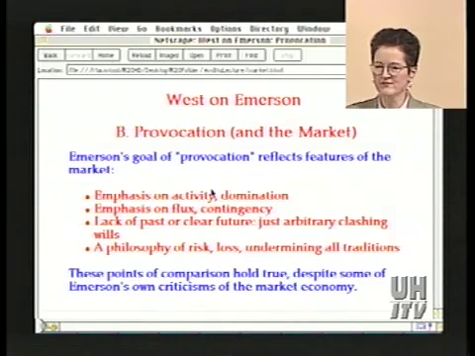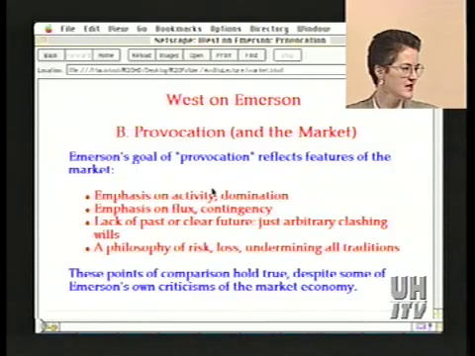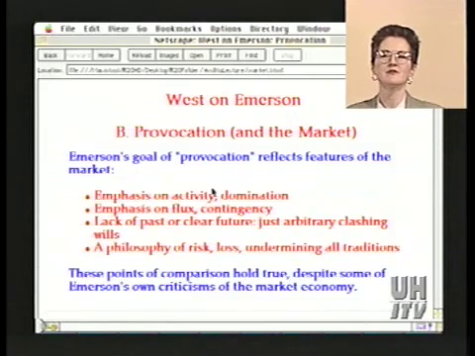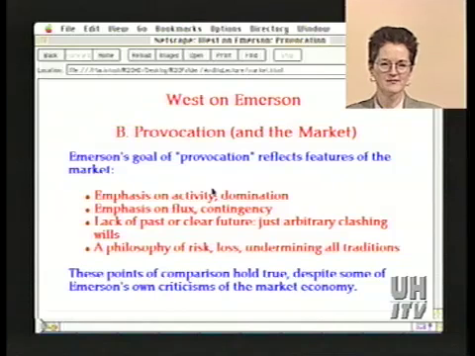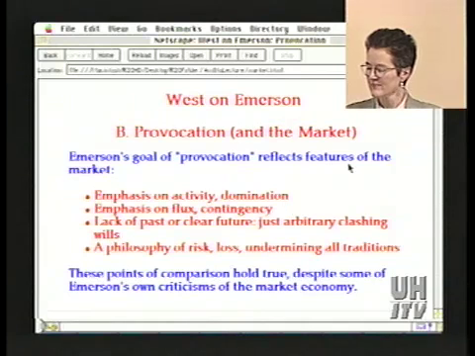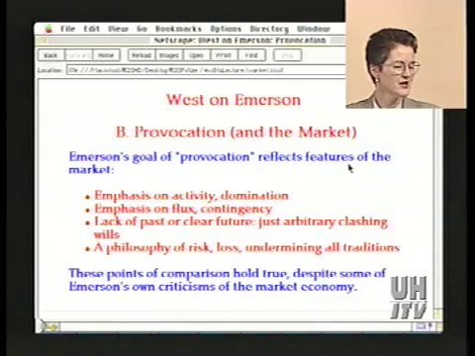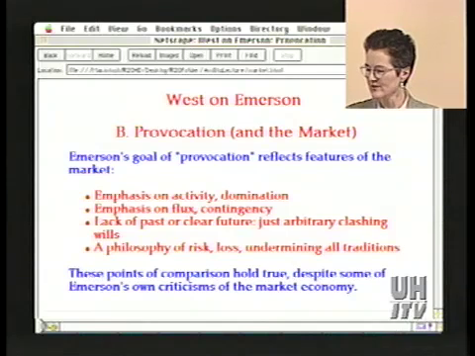His goal was to provoke, the way that Socrates was the gadfly, provoking Athens to rethink its morality and its assumptions. So Emerson's goal of provocation, according to West, actually chimes in very well with the goals of the American market economy, and industrial capitalism is just getting going. It's just on the rise at this time period of Emersonian philosophy.